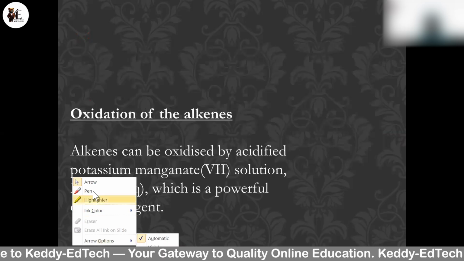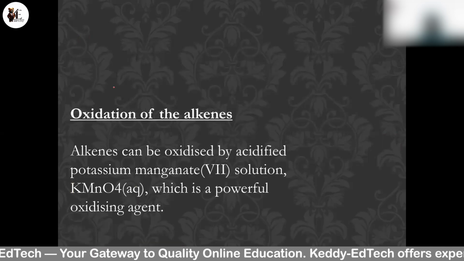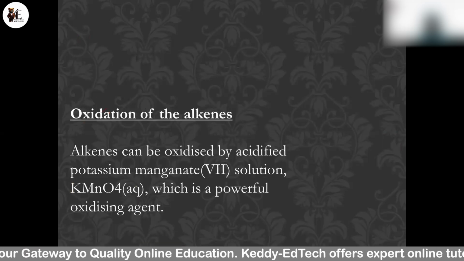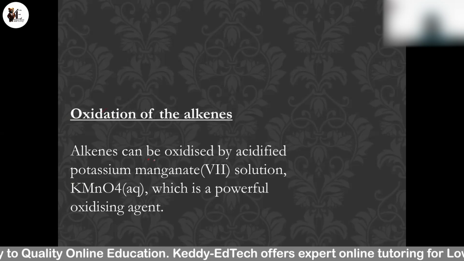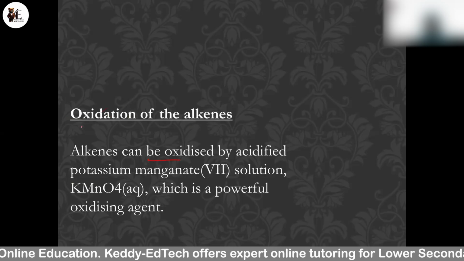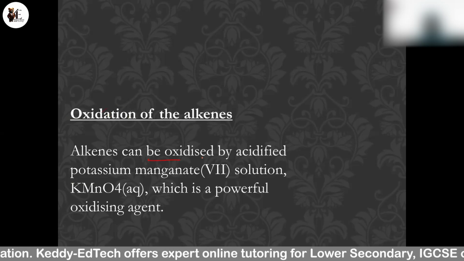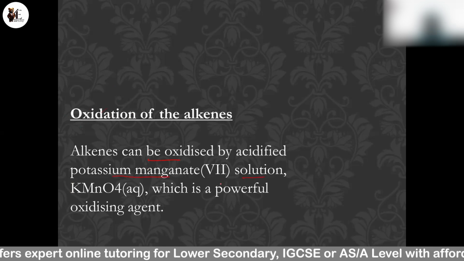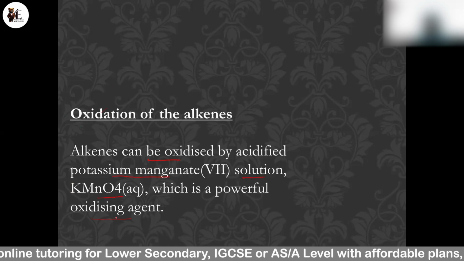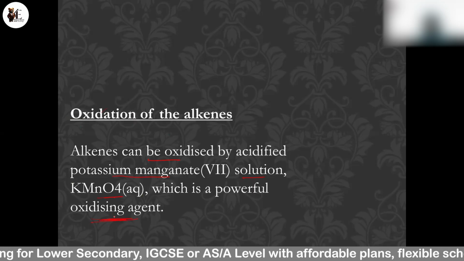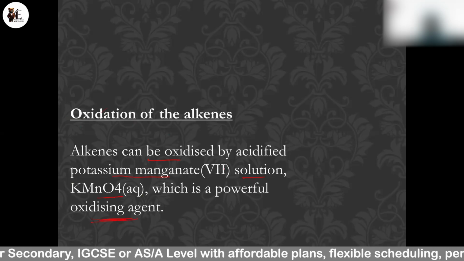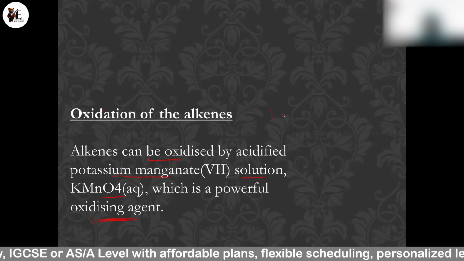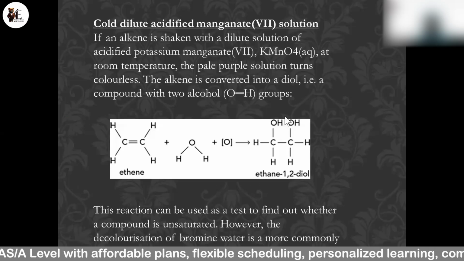The reactions of alkenes are completed. Now we'll study the oxidation of alkenes. Alkenes can be oxidized, oxidation meaning addition of oxygen. So they can be oxidized by acidified potassium manganate solution, KMnO4, which is a powerful oxidizing agent. So KMnO4 is the oxidizing agent and it oxidizes your alkenes.